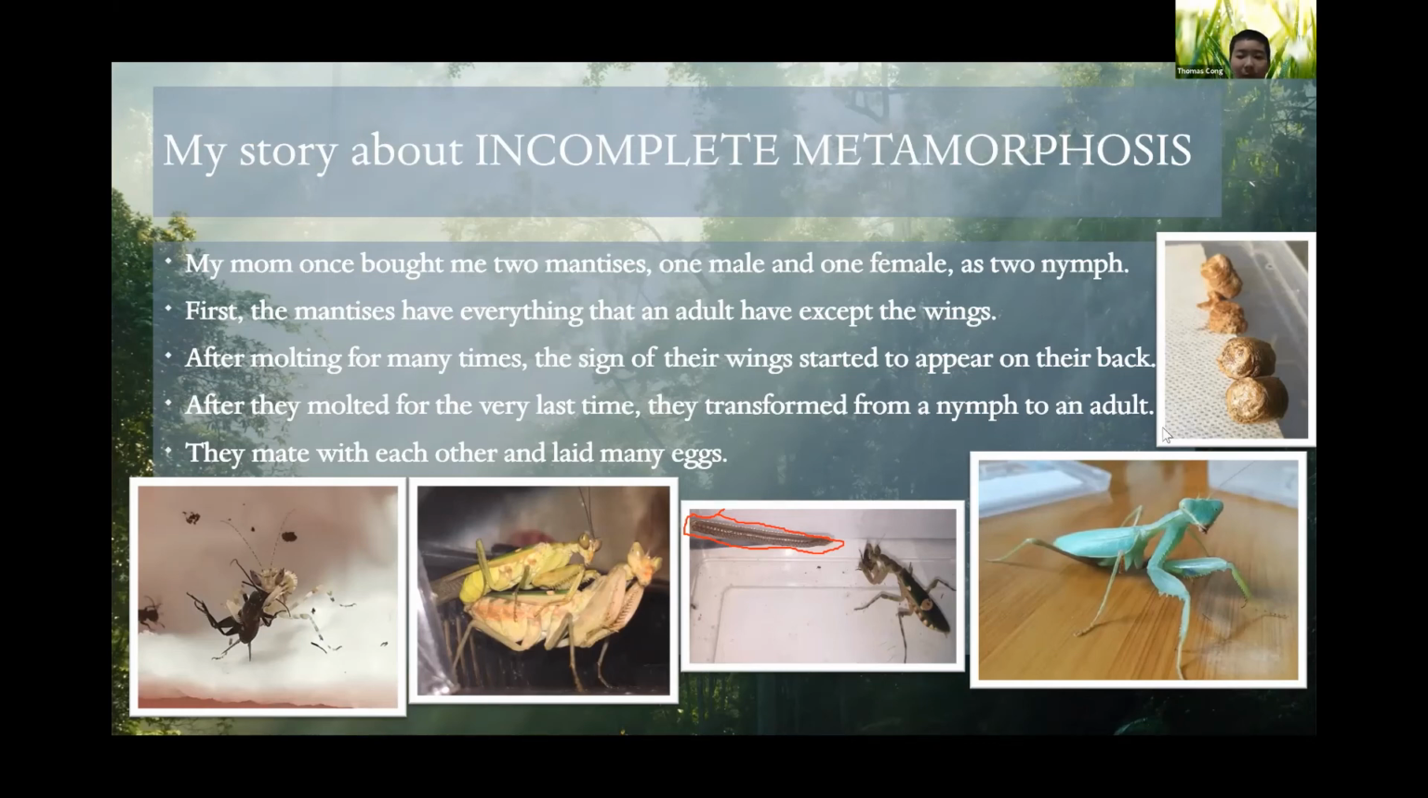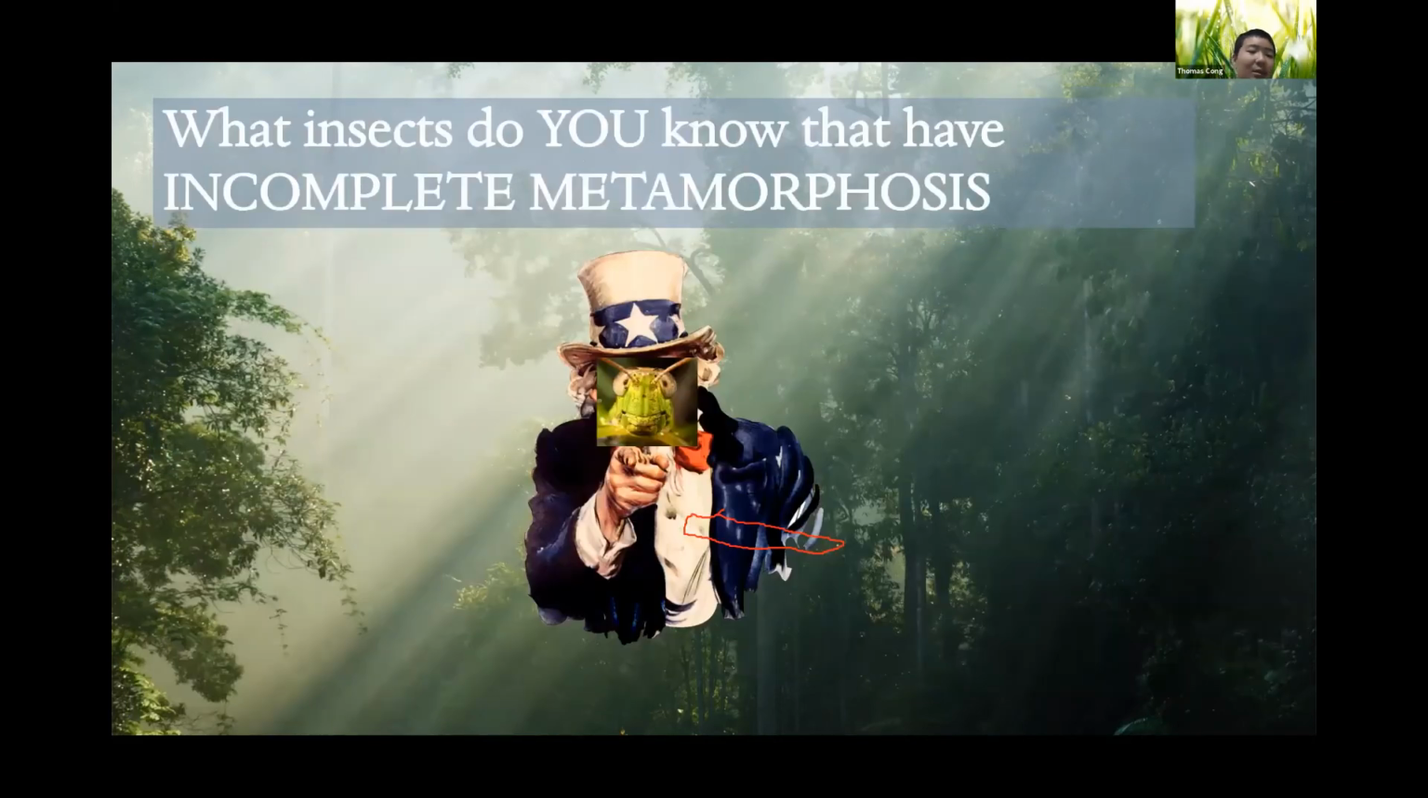So now it's time for another question. What type of insect do you know that has incomplete metamorphosis? Just as a reminder, incomplete metamorphosis is a type of metamorphosis that starts from an egg and changes into a nymph and molts many times, and then eventually becomes an adult. So what types of them do you know?